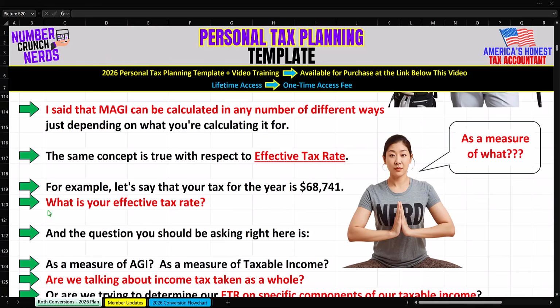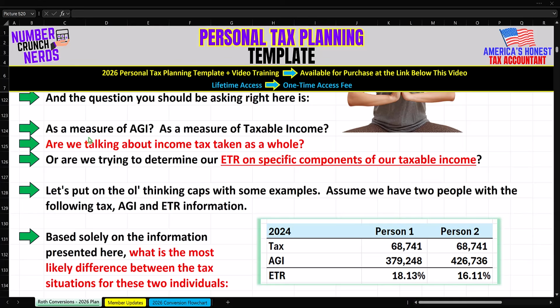And my question to you is, what is your effective tax rate? Well, the question you should be asking right now in response to that is, as a measure of what? As a measure of AGI? As a measure of taxable income? Are we talking about income tax taken as a whole? Or are we trying to determine our effective tax rate on specific components of our taxable income?